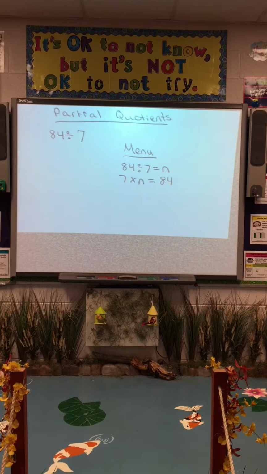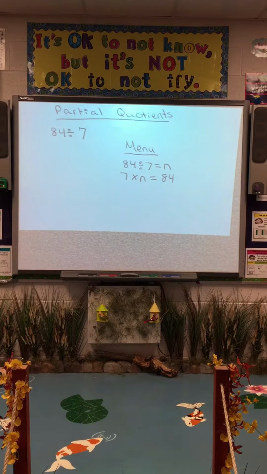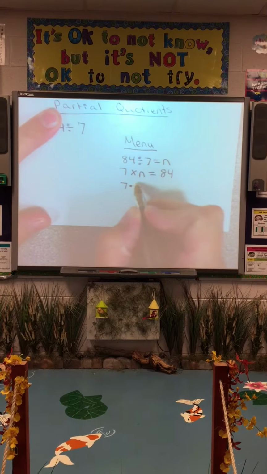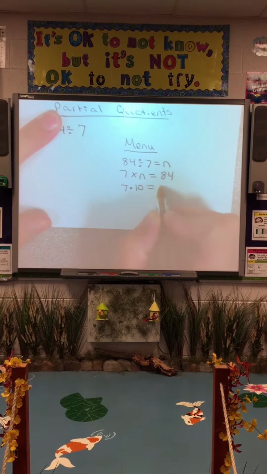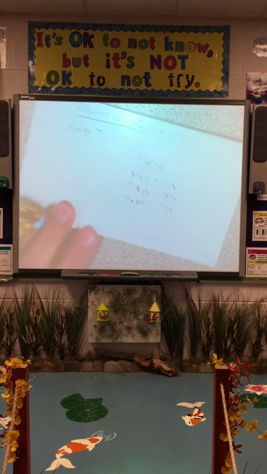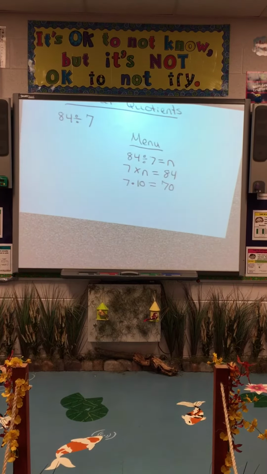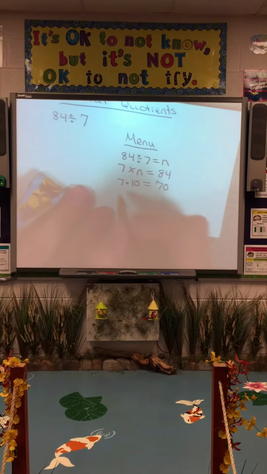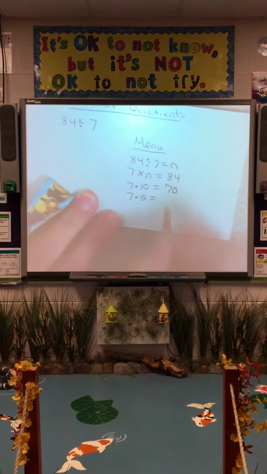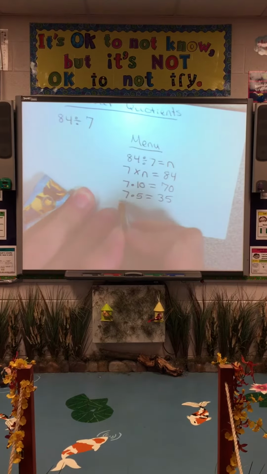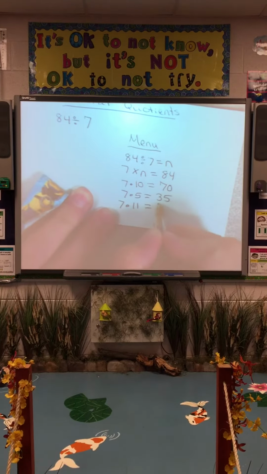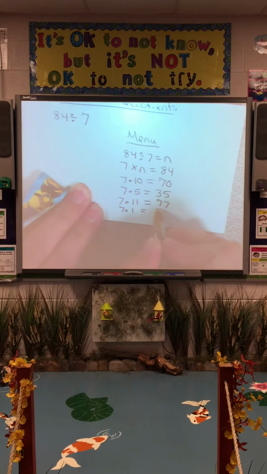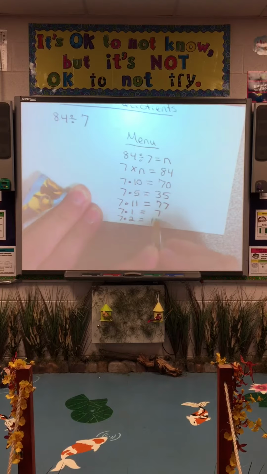And this is great because all learners can go with what they're comfortable with. A lot of kids will start with 7 times 10 because it's easy for them. So if I do 7 times 10, I know that 10 groups of 7 is 70. Okay, so 70 is a good thing on my menu. Then sometimes they'll go 7 times 5. So 7 times 5 is 35. Sometimes they'll use their 11s. 7 times 11 is 77. Sometimes they'll build up to a number. 7 times 1 is 7. 7 times 2 is 14.